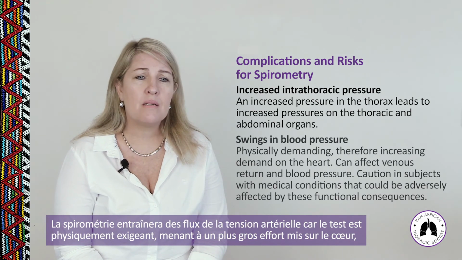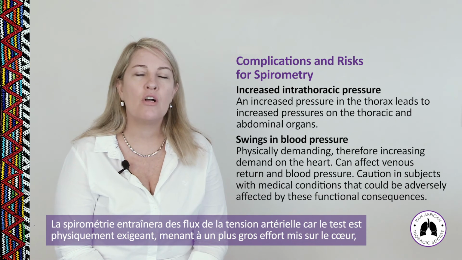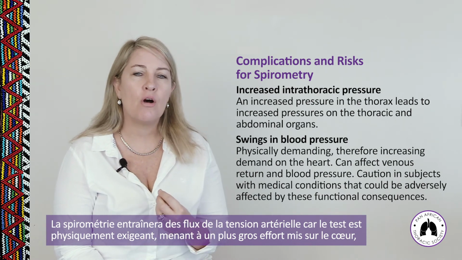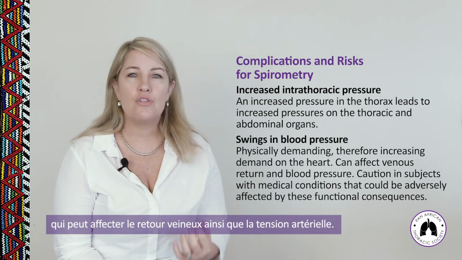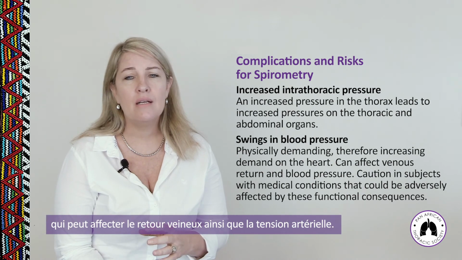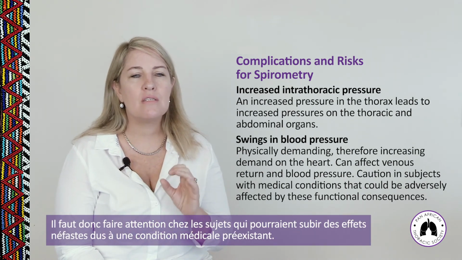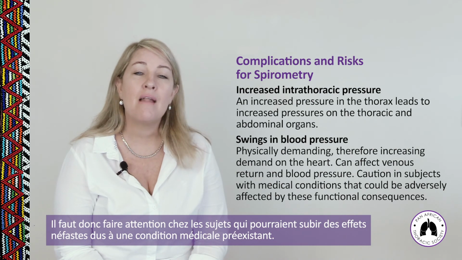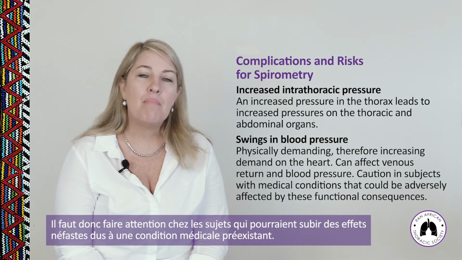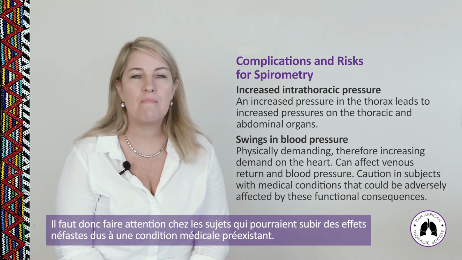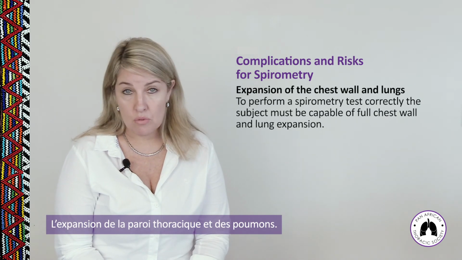Spirometry will cause swings in blood pressure because it's physically demanding. So therefore, there's an increased demand on the heart. This can in turn affect venous and blood pressure. And therefore, you need to be cautious in subjects with medical conditions that can be adversely affected by these functional consequences. Expansion of the chest wall and lungs.